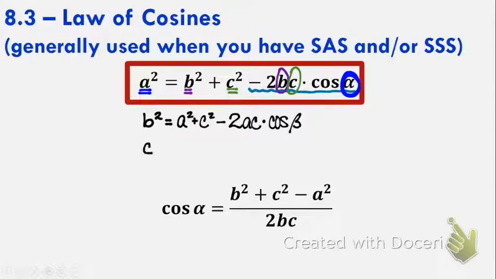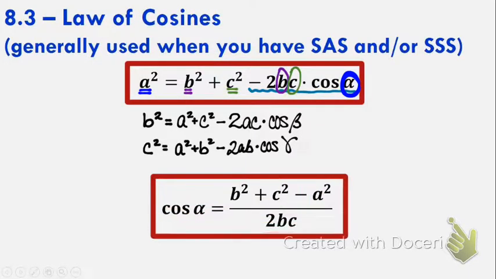So how would we write this for C squared? A squared plus B squared minus 2AB cosine gamma. Absolutely.